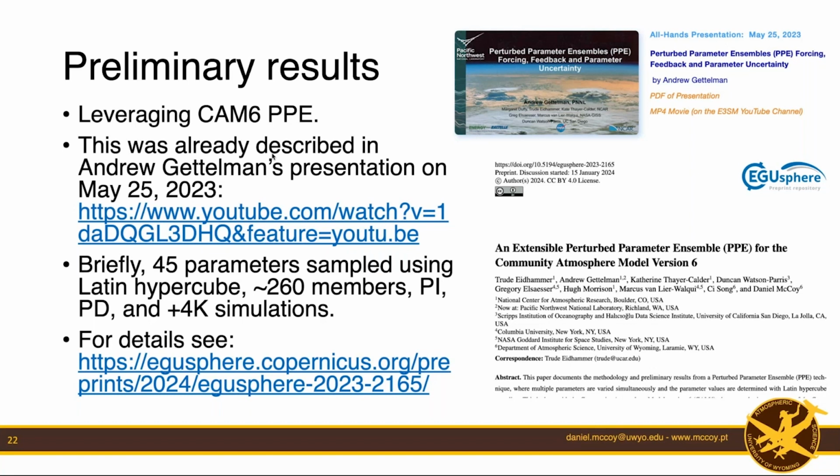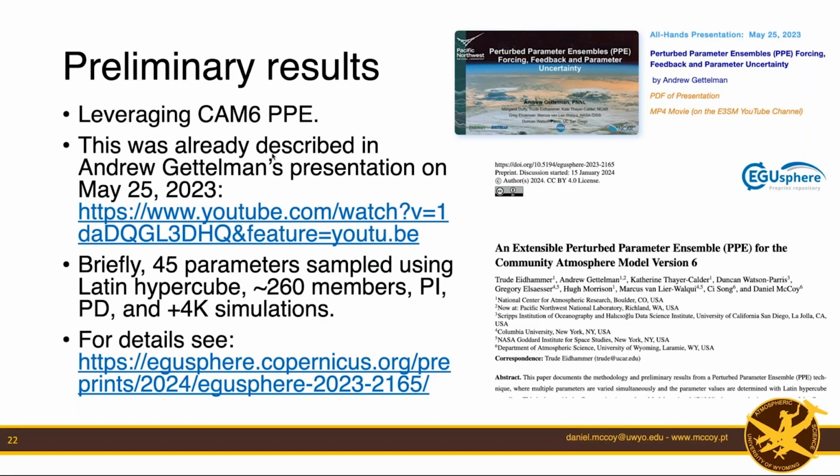The CAM6 PPE was described by Andrew last year, and you can watch that there. Briefly, if you don't remember, it's the same setup. It's 45 parameters randomly sampled. There are pre-industrial, present day, and plus 4K simulations. What we're looking at is the pre-industrial to present day difference to get an estimate of aerosol forcing. There's a preprint describing this by Trude Eidhammer if you want to read it.